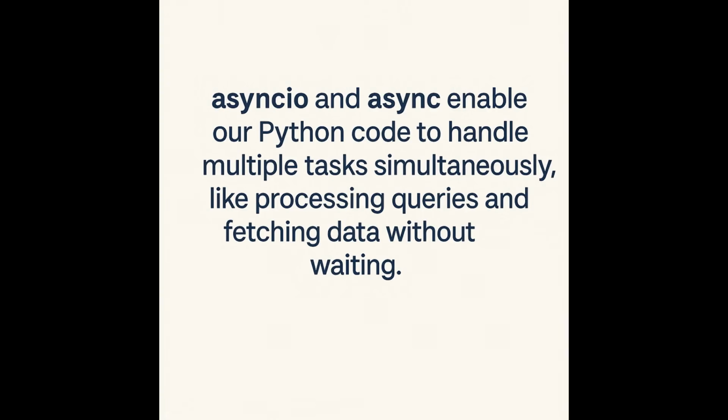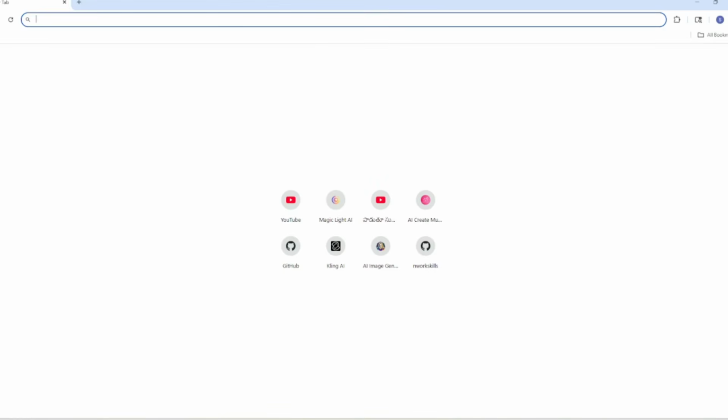Next, Asyncio and async enable our Python code to handle multiple tasks simultaneously, like processing queries and fetching data without waiting. Without them, the system would be slow and unresponsive, especially with API calls. We'll see this in action with the health, wellness, and order support agents. Let's get started.